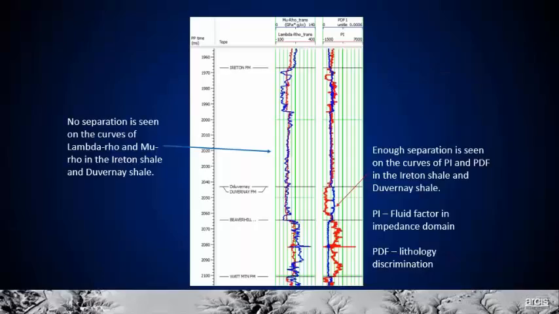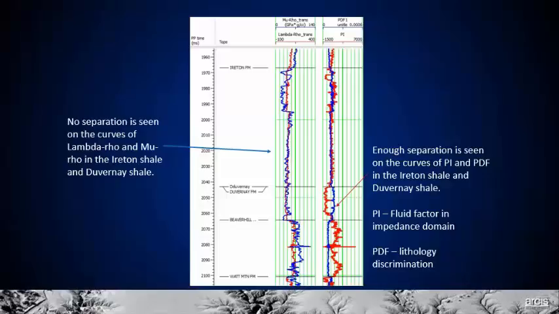Now, if we look at this for our intervals, here we have the Ireton interval, and here we have the Duvernay interval. The lambda-rho and mu-rho type of attributes that we like to use don't show us the kind of separation that we expect. As you see here, all the way across it is almost the same; they are overlapping. But if you go into this PI and PDF cross plot space, you will find that this one is giving you some crossover, while this one is still overlapping.